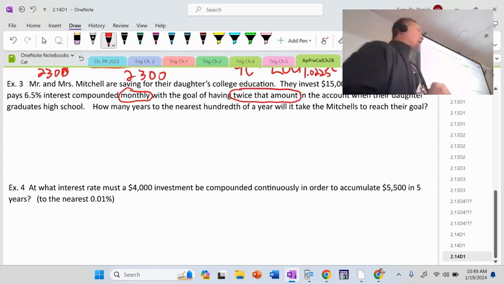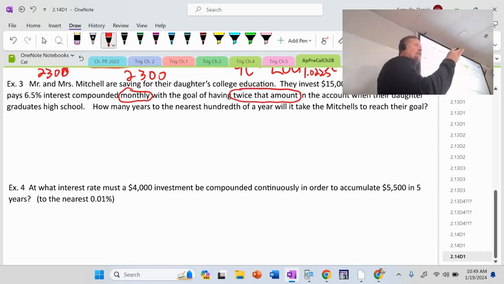Now I know this is probably not going to resonate with everyone, but sometimes we didn't even give you an initial amount of that investment. We would say, hey, 6.5 interest in a monthly compounded thing. How long would it take for my money to double? And then people would panic.